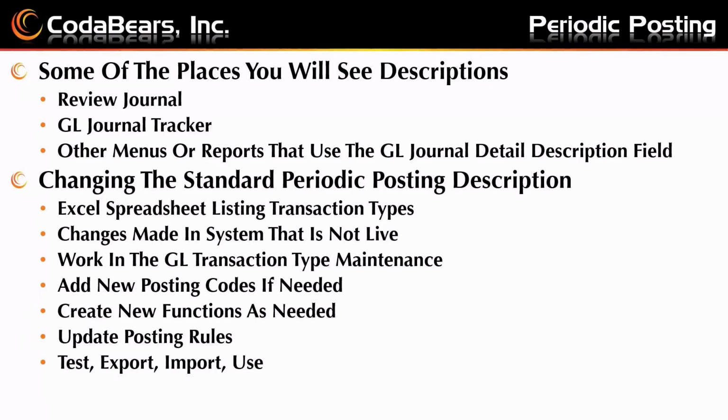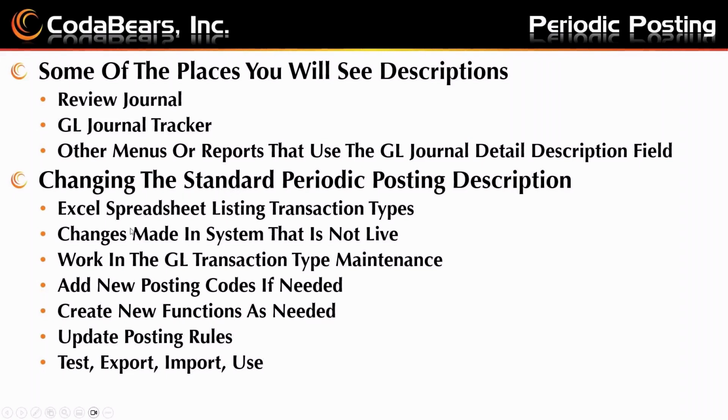And today I'll show you some of the places where you will view your GL descriptions to understand what we're talking about for periodic posting. And then I will give an overview of the steps that can be done to change the GL descriptions. So we'll look at the different places. You'll see them in the review journal, the GL journal tracker, and other menus or reports that use the GL journal detail description field.